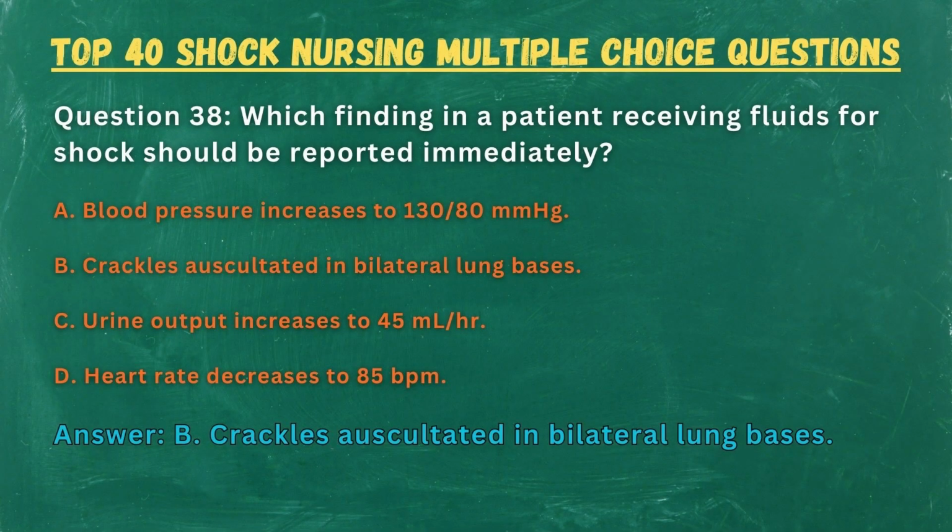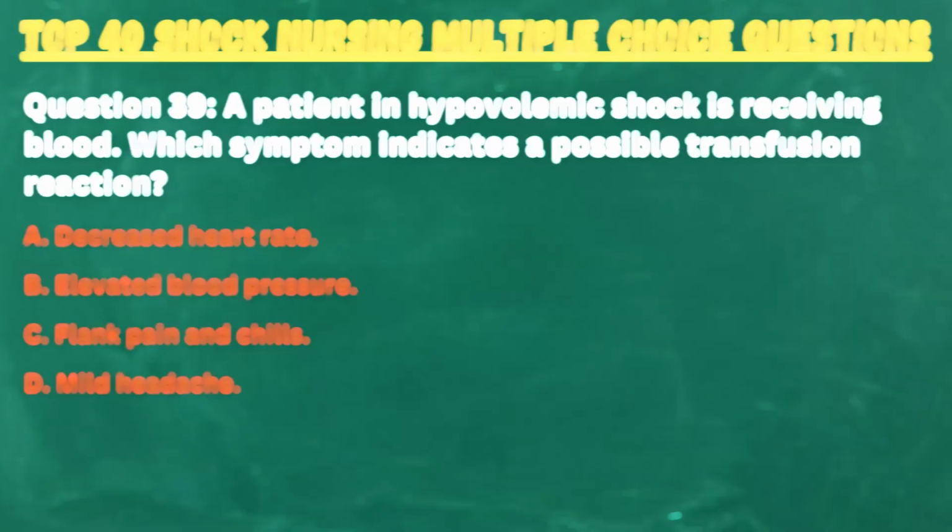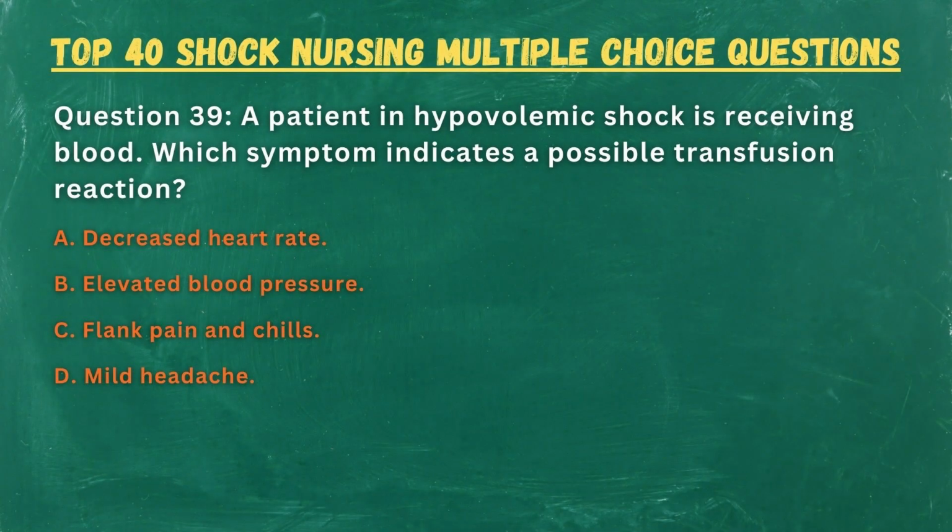Answer: B. Crackles auscultated in bilateral lung bases. Question 39. A patient in hypovolemic shock is receiving blood. Which symptom indicates a possible transfusion reaction? A. Decreased heart rate. B. Elevated blood pressure. C. Flank pain and chills. D. Mild headache.